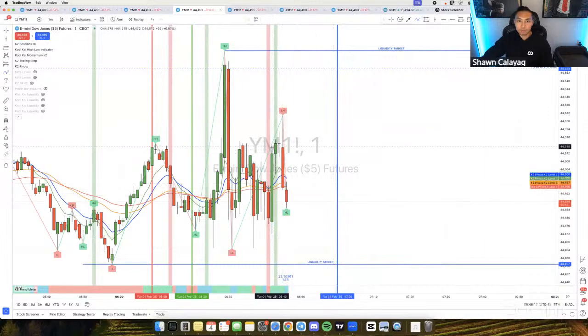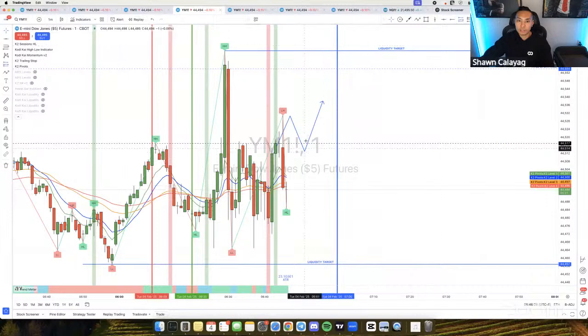Yeah, what we were looking for here for the MPS V2 guys is we were looking for price to push up, retrace, come back up higher. And then when price came up to this point, we would have taken our entry right there.